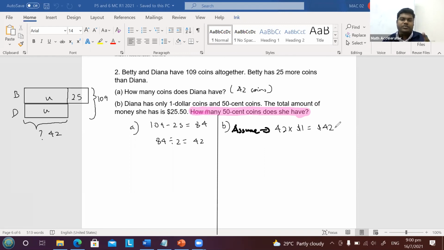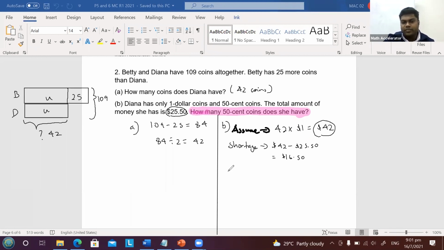So in this question, only $1 coins and 50-cent coins are being used, right? So if it's not the 50, assume the opposite, $1 coin. Next, you're going to write down shortage. That's the next step. Shortage means from what we assume to what is the target, 25.50, what is the difference? So write down 42 minus 25.50. So this is $16.50.